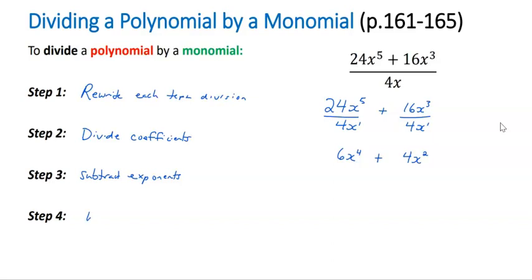Lastly, we write in correct format. This is usually a step that we don't actually have to do, because if we've done the steps above, then we can make sure that we've got everything in descending order, which it should work out most of the time. But if you have a polynomial that is jumbled, meaning that you have maybe not descending order, you may have to rearrange your final answer. So simplified, we have 6x to the power of 4 plus 4x squared.